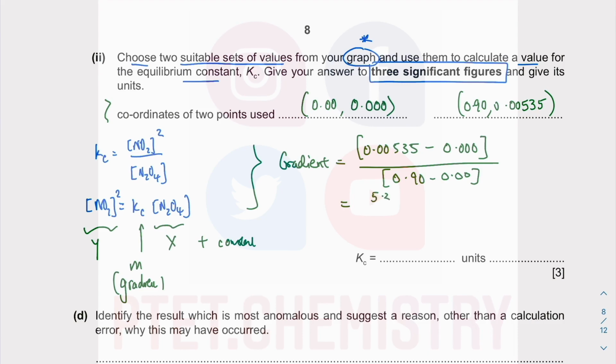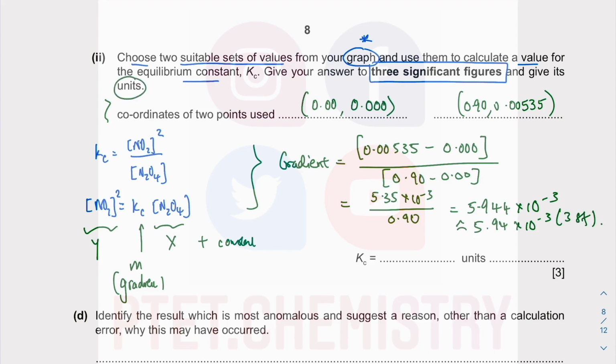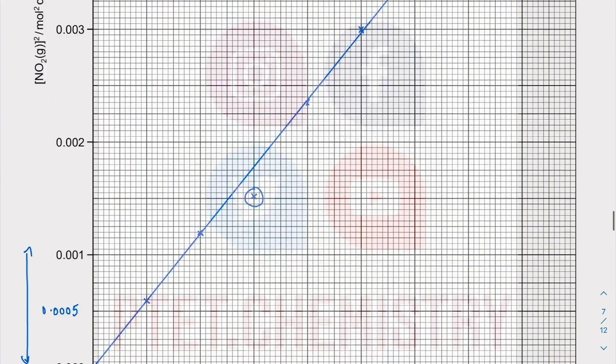So I get 5.35 times 10 to the minus 3 divided by 0.90. It's very obvious that this will be a positive gradient because even your graph earlier was a positive slope. So I'll get 5.94 times 10 to the minus 3. There's 3 significant figures. And they want the units, well, at least to give you another 1 mark.